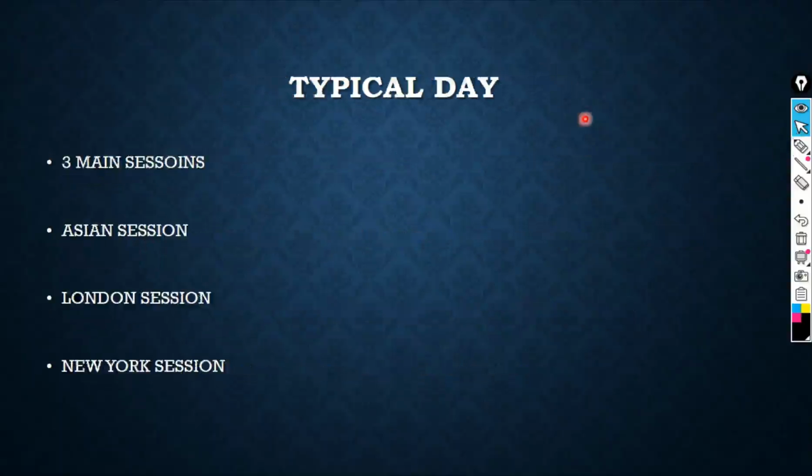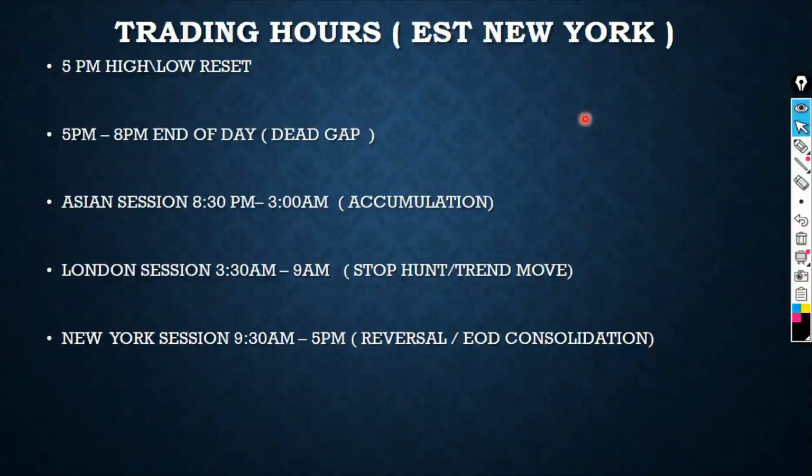So like I said before, a typical day has 3 main sessions. Okay, the beginning is 5 p.m. Eastern Standard Time, which is the Asian session. 3 a.m. Eastern Standard Time, we'll go into the London session. 9:30 Eastern Standard Time, which is New York time, we'll go into the New York session. So these are the trading times. You need to know them.